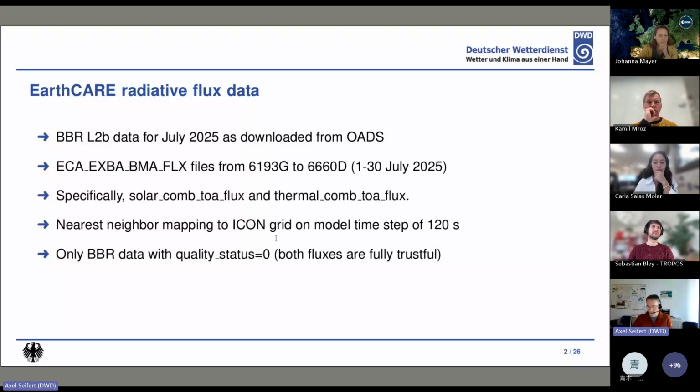This is then mapped onto the ICON grid just by a nearest neighbor mapping, looking for the ICON grid cell that contains the EarthCARE data, on a model time step of 120 seconds. And here I present only data with quality status 0.